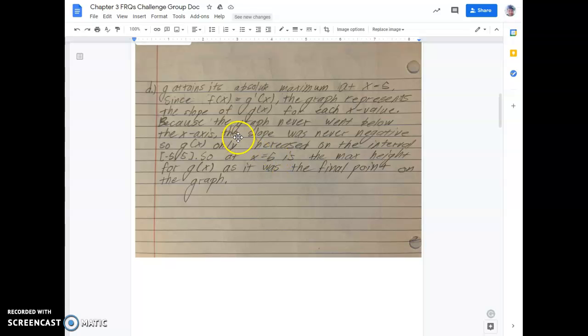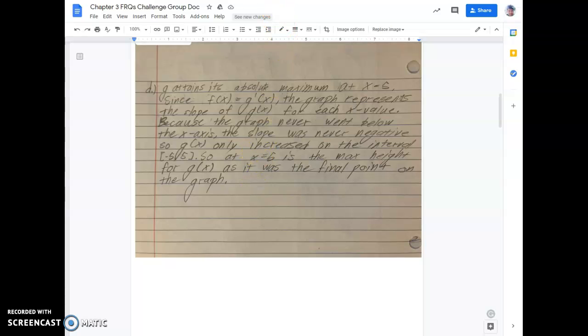So since it's only ever increasing on the original graph g of x, that means that the final point should be the highest point because it has only ever been increasing for each point before that. So at the final point, it should be the accumulation of all the increasing amounts before it. So since we know that, we can say that the final point x equals 5 would be the highest point in total, because it is the final point in an only increasing graph.